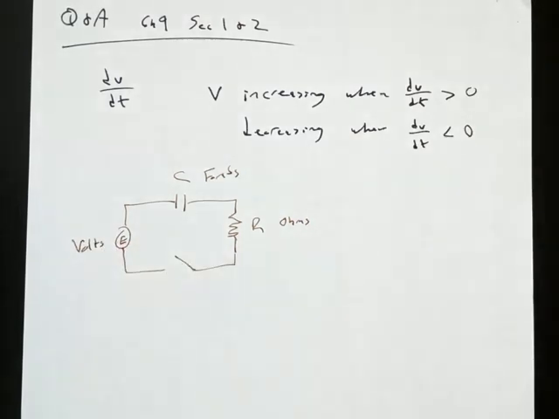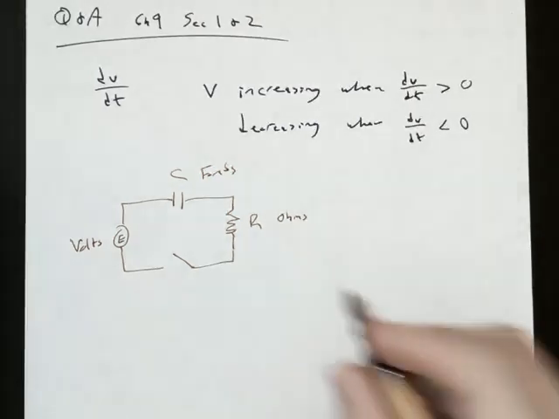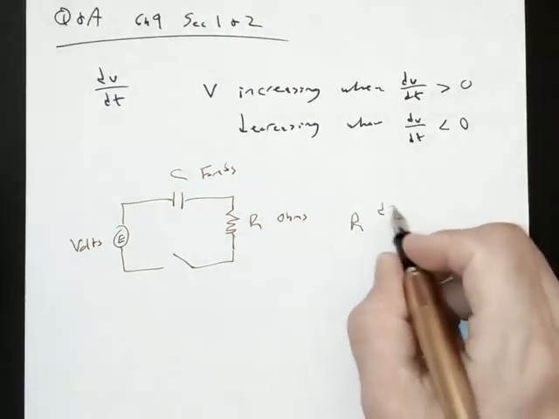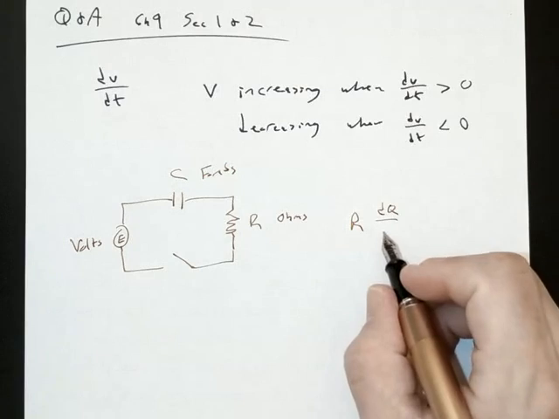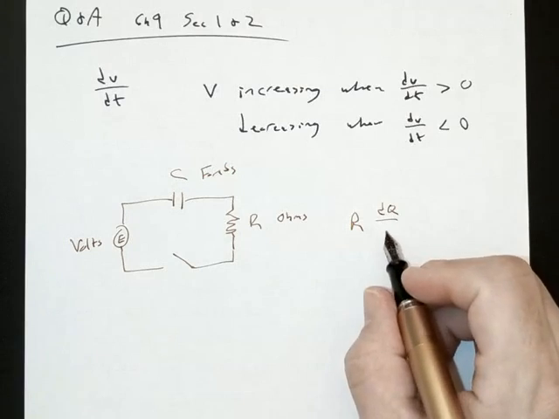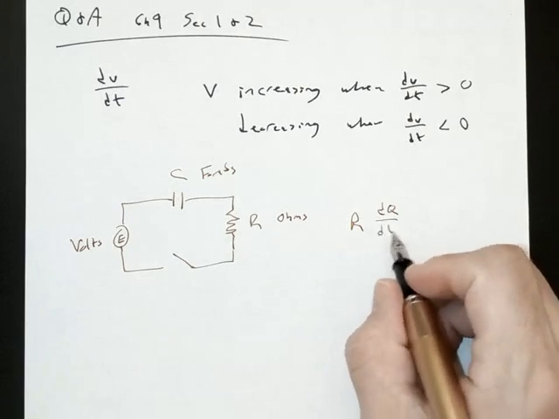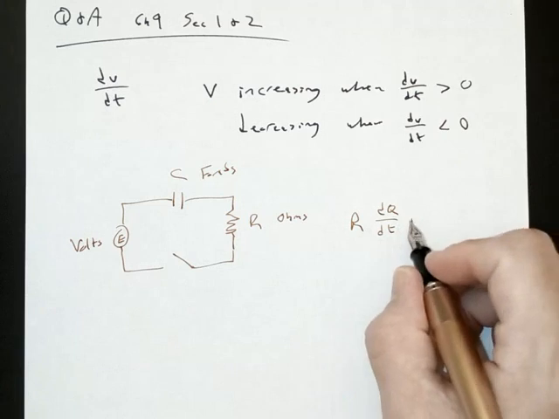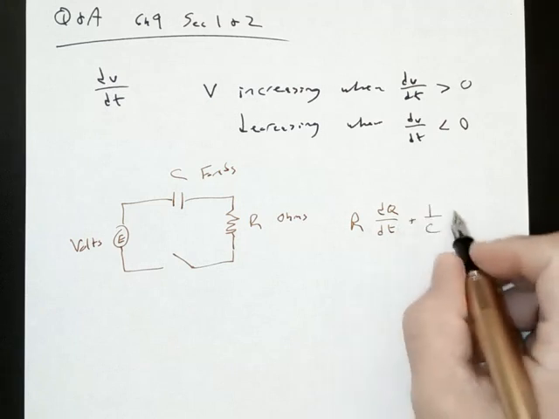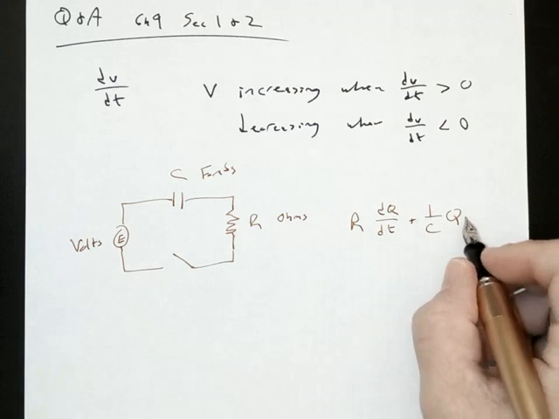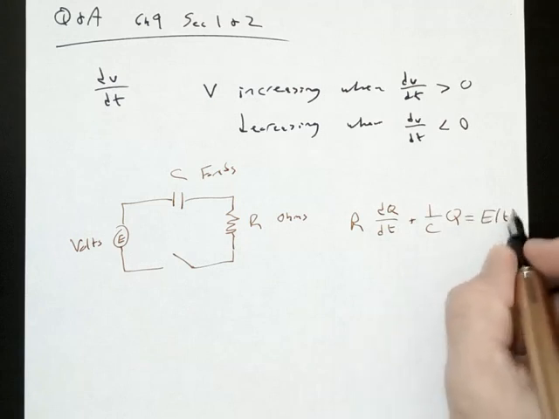And this time we're told Kirchhoff's law, combined with Ohm's law, tells us that resistance times the change in charge on the capacitor plus 1 over capacitance times the charge is the electromotive force.